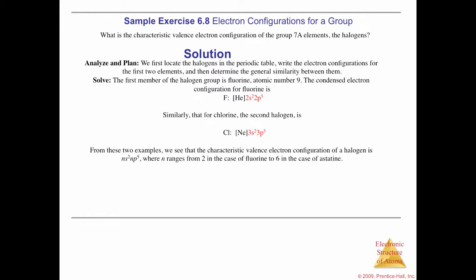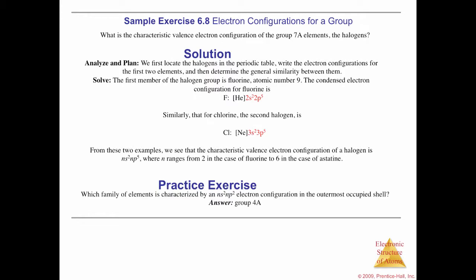From these 2 examples, we see that the characteristic valence electron configuration of a halogen is ns2 np5, where n ranges from 2 in the case of fluorine to 6 in the case of astatine. This also tells us that the halogens have 7 valence electrons. Practice exercise. Which family of elements is characterized by an ns2 np2 electron configuration in the outermost occupied shell? Practice writing those electron configurations.